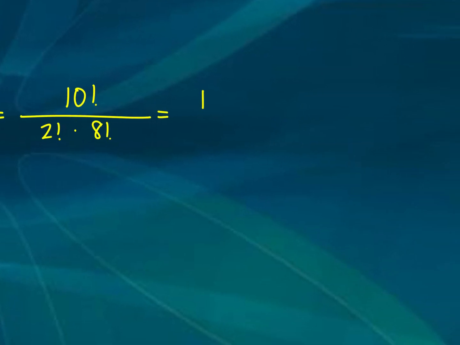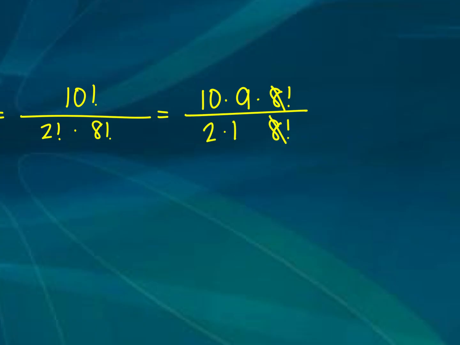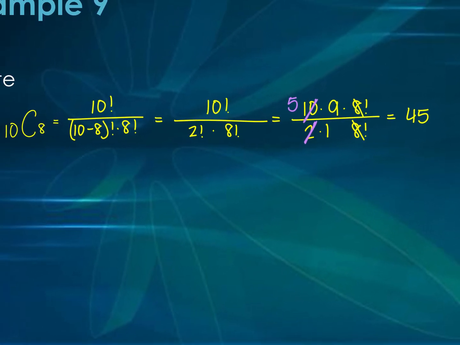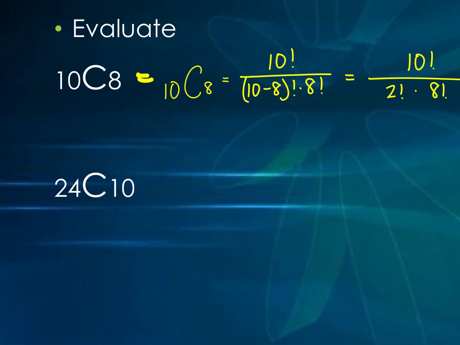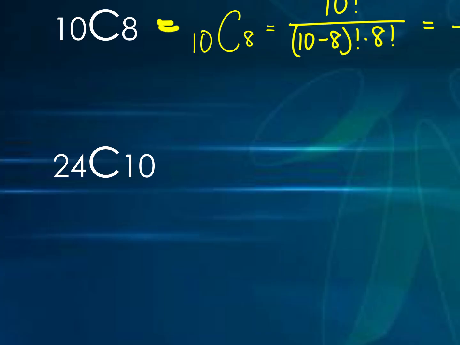Writing it out, I'm going to get 10 times 9 times 8. I'm going to stop there because everything after this 8 will be canceled out. Don't forget you still have that 2 times 1. Simplifying, 2 is going to go into 10 5 times. And what do I have left? 45. That one should have been pretty quick. You didn't necessarily need your calculator if you got up to this point. Looking at the next one, it's going to be a little longer, but it's pretty fun.